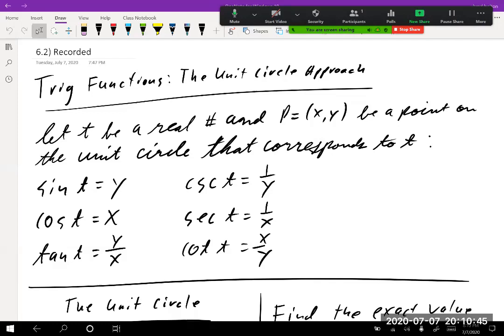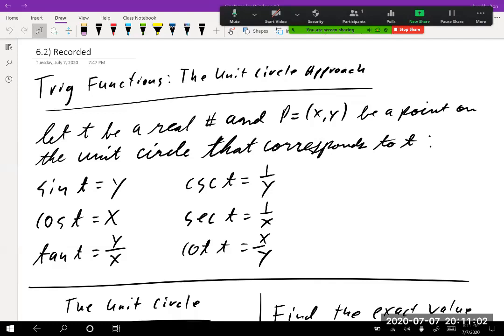I learned it the SOHCAHTOA way, where many of you learned sine is opposite over hypotenuse and everything like that. So I'm going to talk about that as well. But right now we're just going to talk about the base way, and then we'll be more advanced by the end of 6.2.